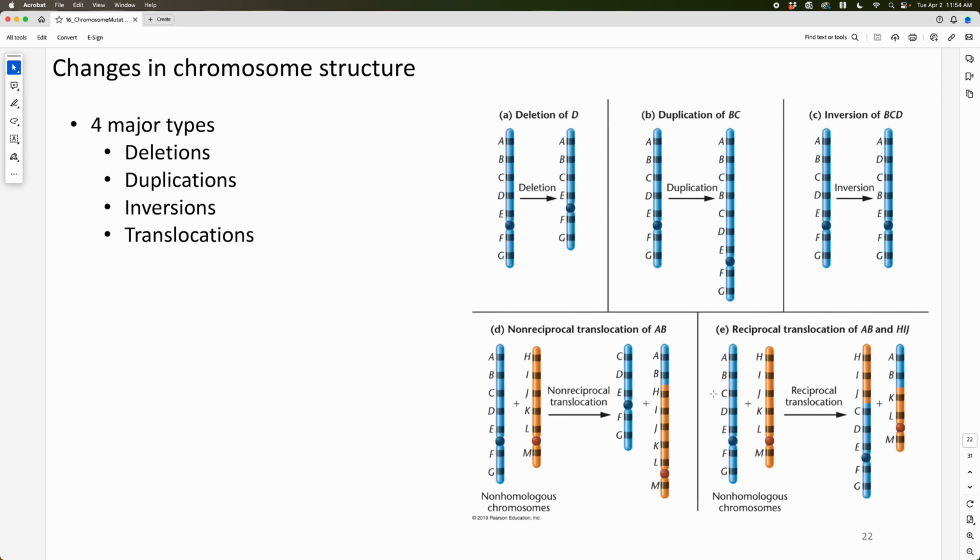Okay, so aneuploidy gets us to differences in the number of whole chromosomes that are present in an individual. We can also have mutations that lead to changes in the chromosome structure itself, and there are four major classes of chromosome mutations that lead to differences in the structure or the content that is present on each of our chromosomes. So these include deletions, duplications, inversions, and translocations. And the different types of mutations are shown in this figure. So we'll walk through each of these one by one.